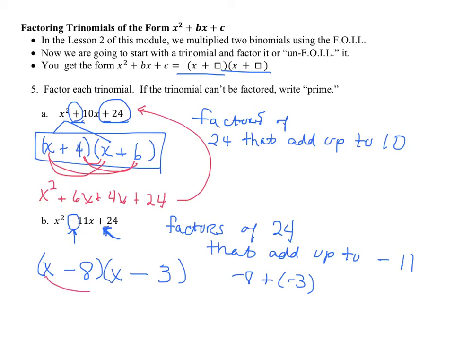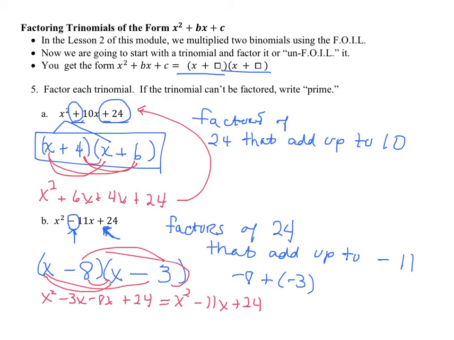Now, let's check our work. X times x is x squared. X times negative 3 is a negative 3x. Negative 8x on the inside, and positive 24. Bada bing. X squared take away 11x plus 24. But what is my answer? My fully factored form is x minus 8 times x minus 3.